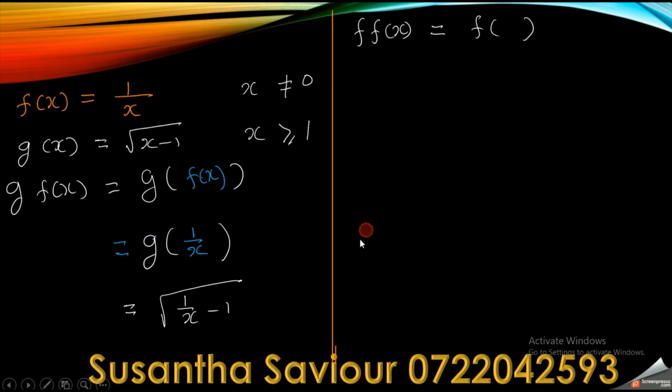What is the next part? f(f(x)), in the function f you apply f, right. Then in the function f you replace f by 1 over x, so it is 1 over x. x is replaced by 1 over x, then it is equal to x, right. So f(f(x)) is equal to x. Then we'll move on to the next one.